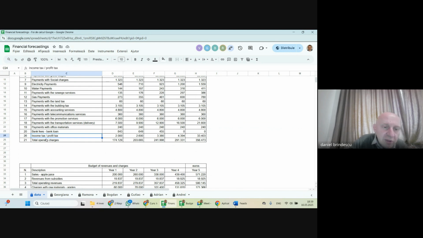I'm also including the income tax, and in my case, at least for the fifth year, it is being replaced by the profit tax. I'm going to include them within the operating activity. Please do the same. So now I can calculate the total of the payments, the operating payments.